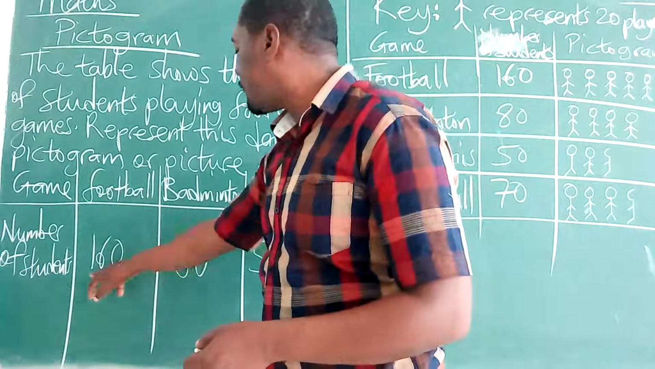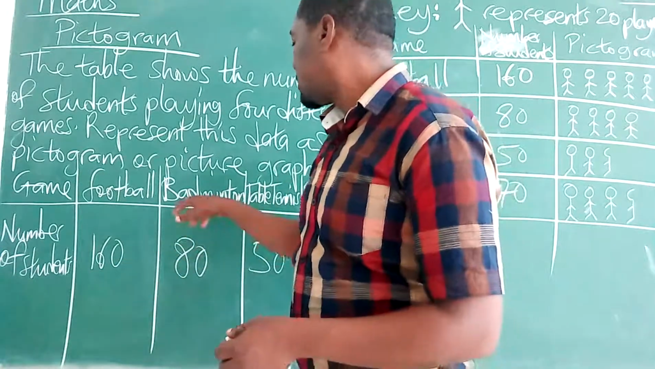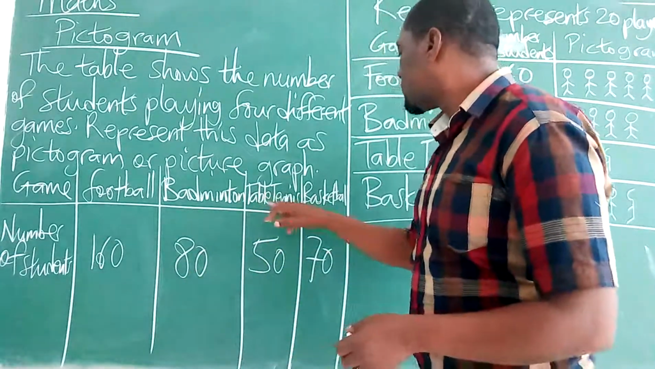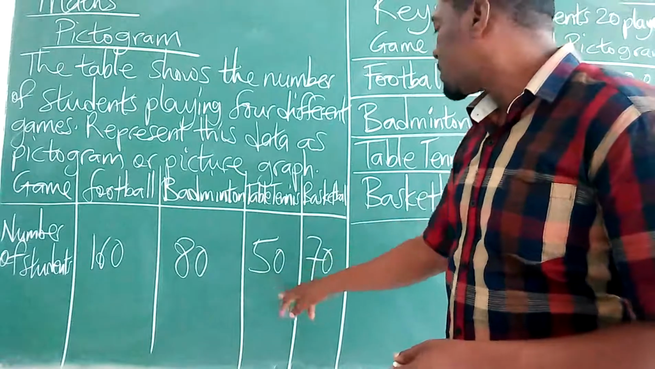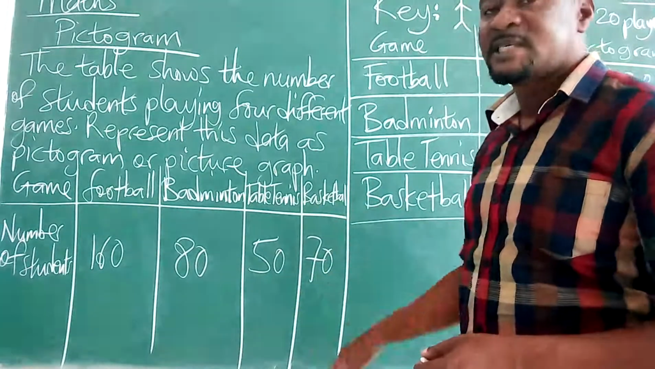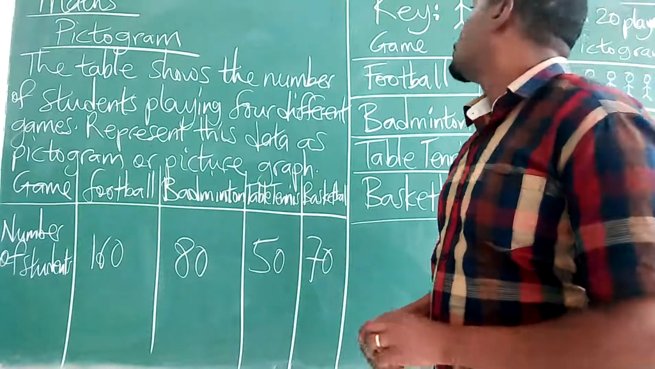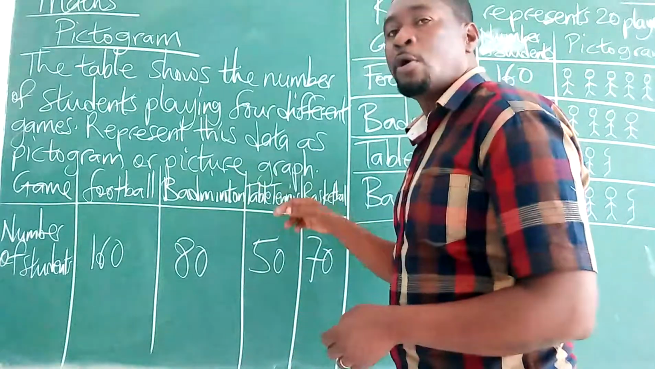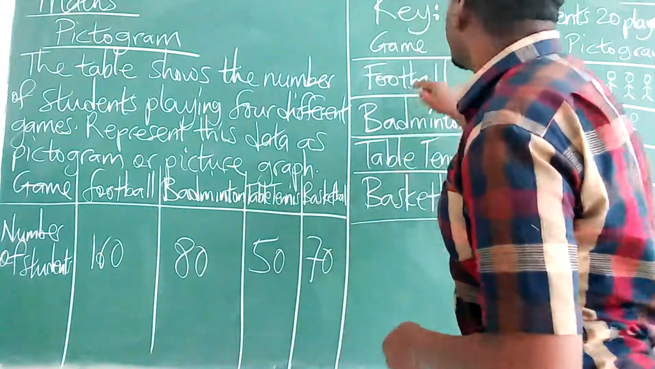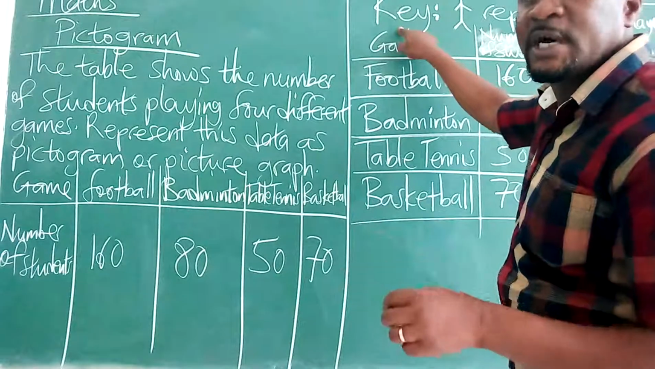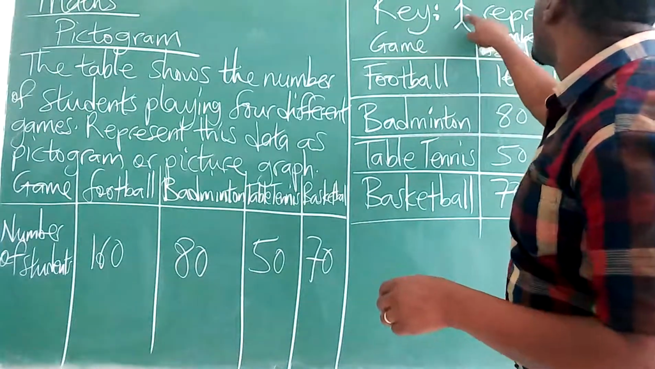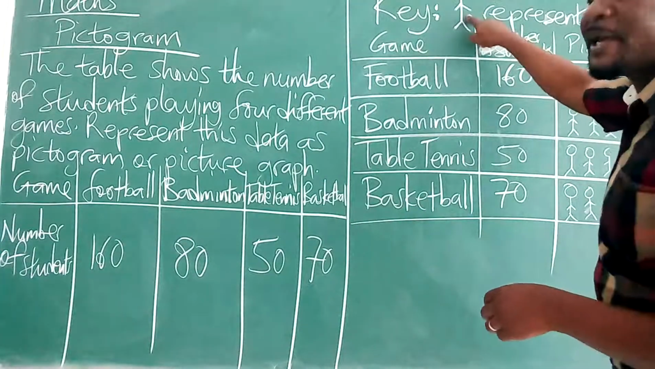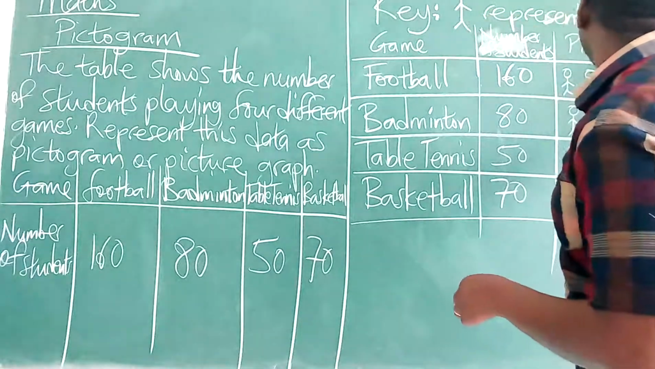So football we have 160 players. Badminton we have 80 players. Table tennis we have 50 players, and then basketball we have 70 players. Now we are going to represent this as a pictogram. And then we have the key. A pictogram always has a key. The key says one person represents 20 players.